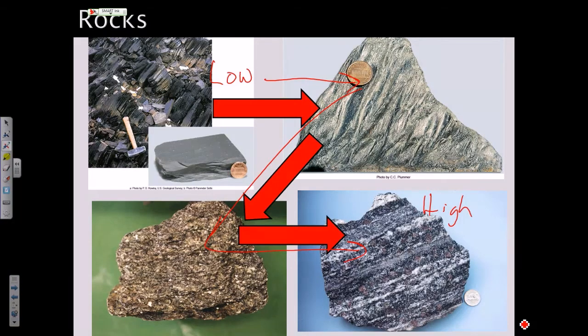Okay. This is gneiss. I'll write that right on there. G-N-E-I-S-S. This is a schist. It's a foliated rock. This is a phyllite. This is a slate. Okay.